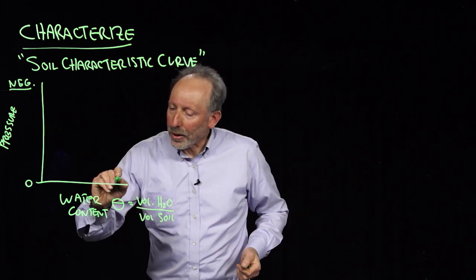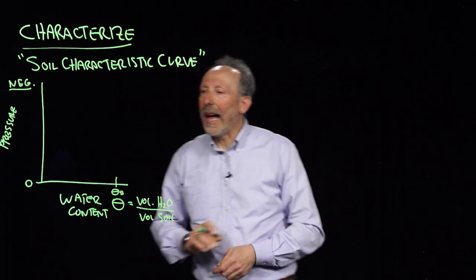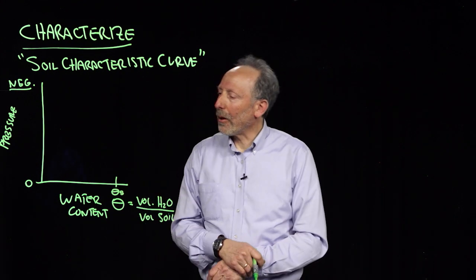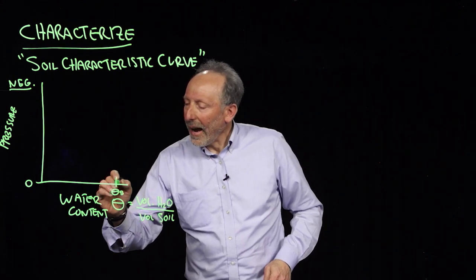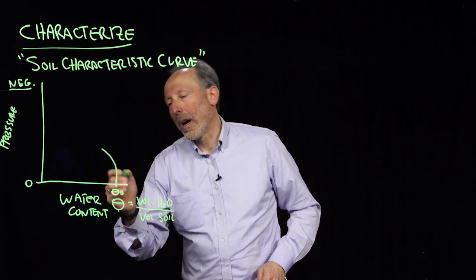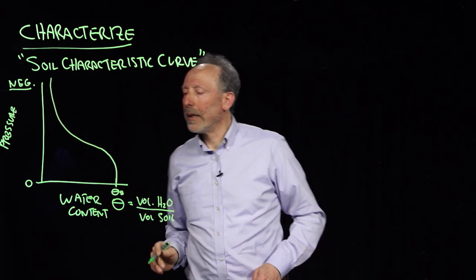So on this curve, we start, when it's saturated, with what we call theta sat. That's going to happen at 0 pressure. And then, as we drain our soil, we're pulling the water out, and it dries. And so the characteristic curve looks something like this.